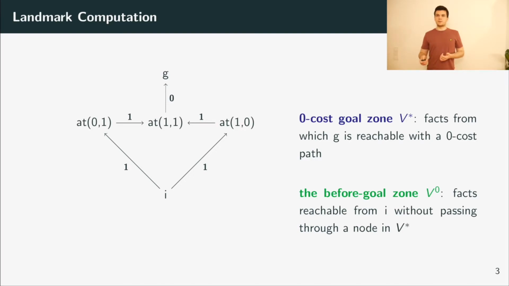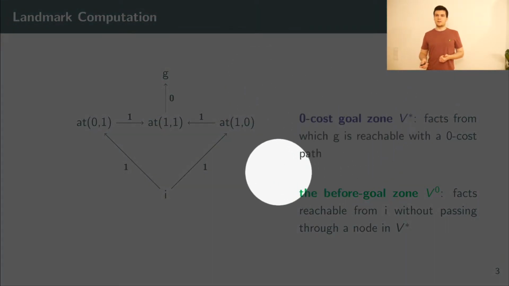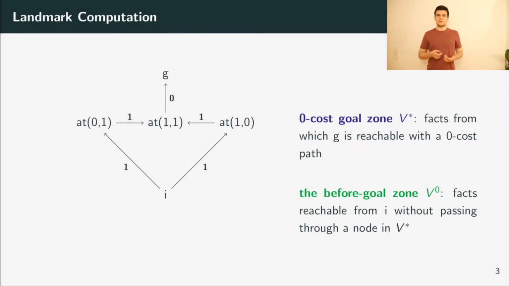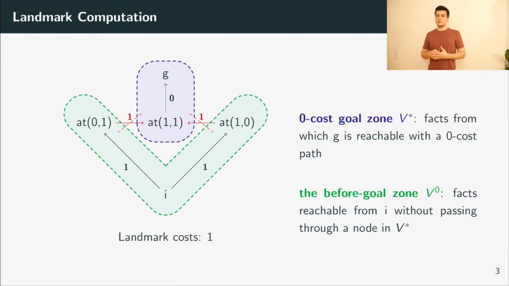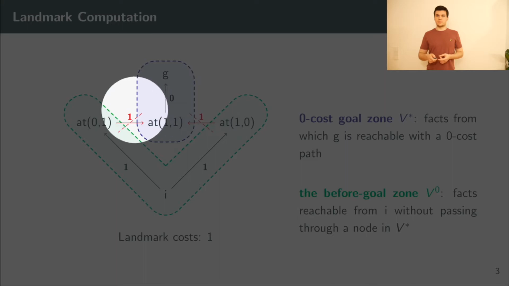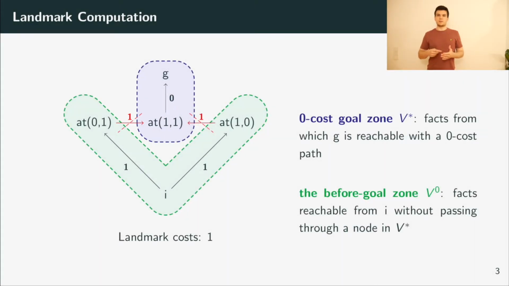We will now want to determine the zero cost goal zone and the before goal zone. The zero cost goal zone are just those facts from which we can reach G via only zero cost actions. And the before goal zone is every fact we can reach from I without passing through the zero cost goal zone. The cut then is identified by those actions that reach from the before goal zone to the zero cost goal zone. So these two actions. And we will determine the minimal cost of all actions in the cut and remember it.